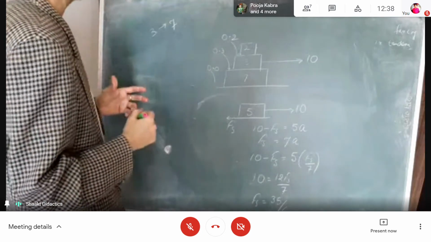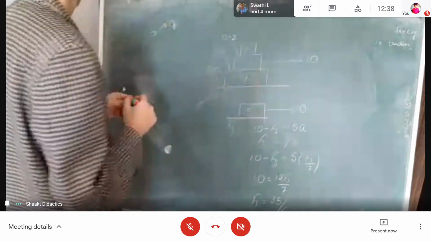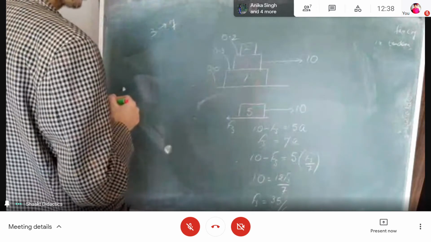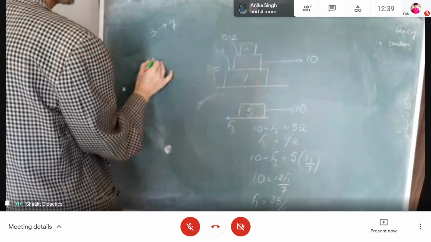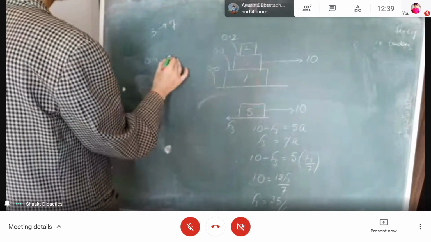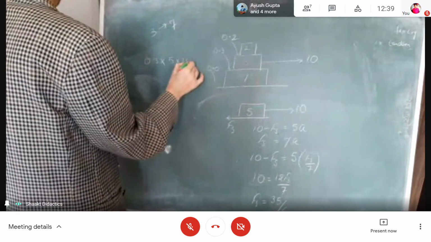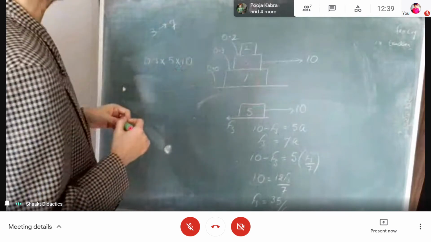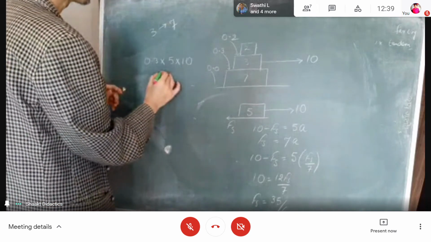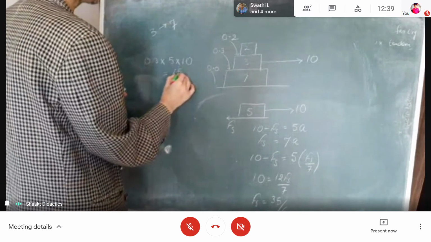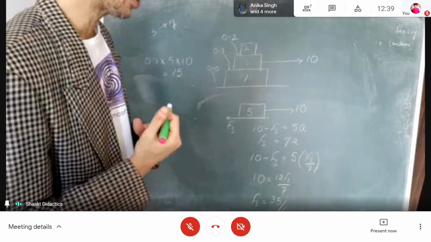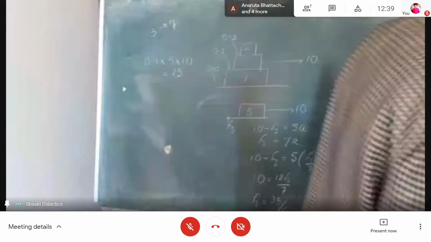And Krish, what can be provided by this surface? Maximum 0.3 into normal. How much is normal? It would be 5 into 10, which is 10. So this is the maximum which it can provide, correct? Yes, sir. How much does this sum up to? This will sum up to 15, correct? Yes, sir.